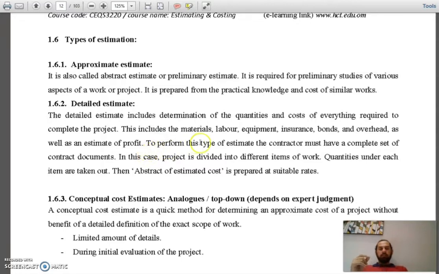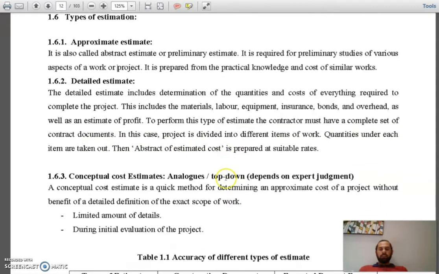To perform this type of estimate, the contractor must have a complete set of contract documents. The project is divided into different items of work, quantities under each item are taken out, then an abstract of estimate cost is prepared at suitable rates. So this is the second type. So we have approximate and detailed.